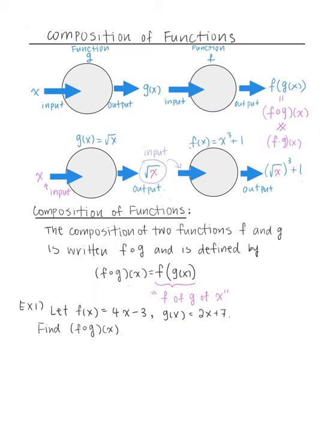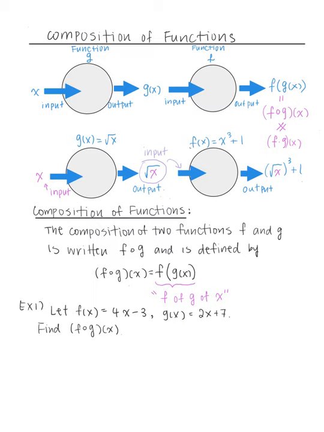Okay, so let's first go with the definitions. I already wrote it out, as you can see. The composition of two functions, f and g, is written f circle g, we call it f of g, and is defined by f of g of x equals f, where g of x becomes the argument of our f. So we call this f of g of x.